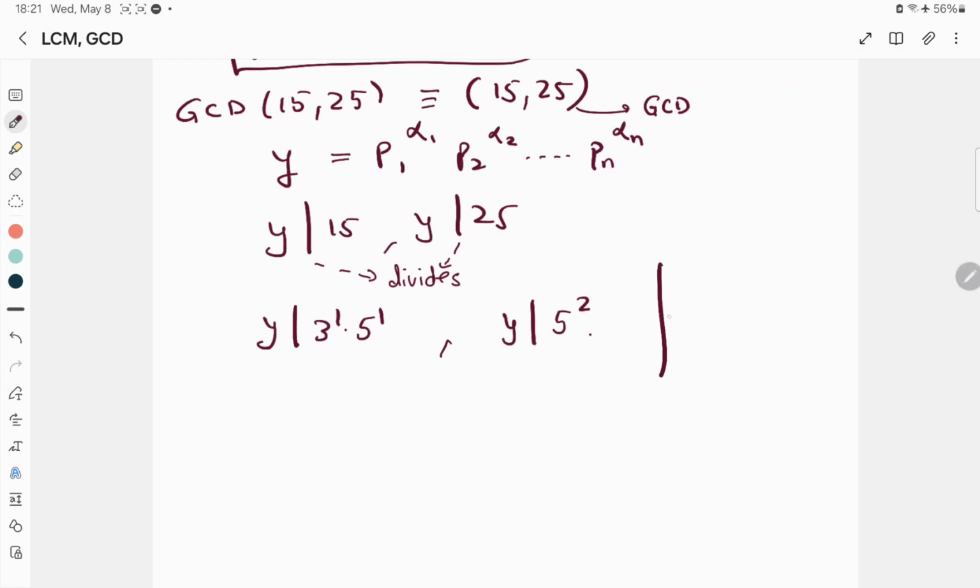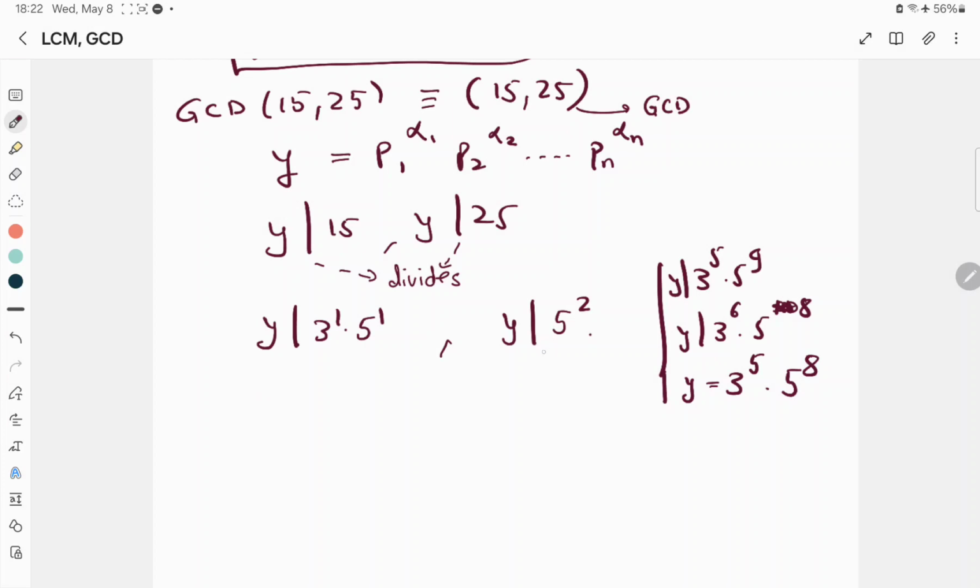So suppose, for example, y has to divide 3 to the power 5 times 5 to the power 9, and y has to divide 3 to the power 6 times 5 to the power 10. Then, let's not have it 10, let's have it 8 here. Then the only way I can have the largest number is y equal to 3 to the power 5 times 5 to the power 8, which is the smaller of each prime's exponent that I'm combining here. And that's what is GCD, the greatest common divisor.